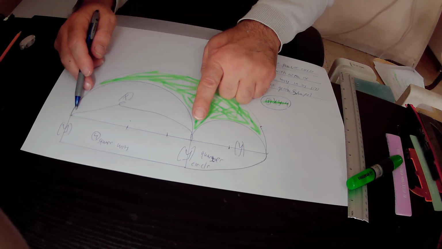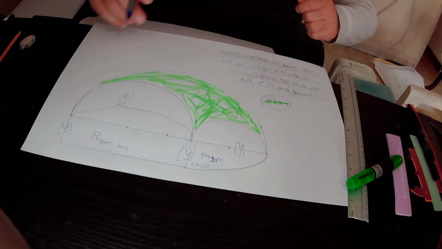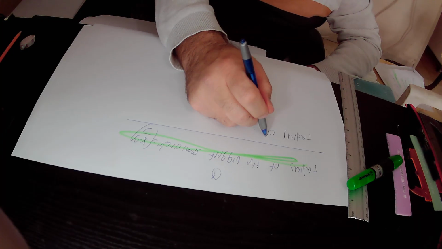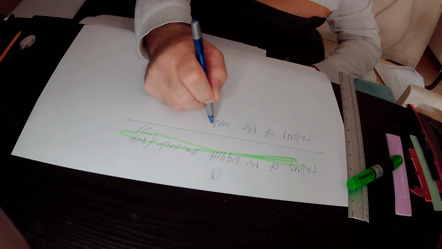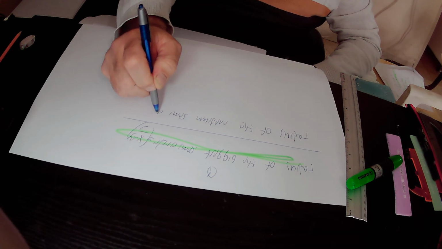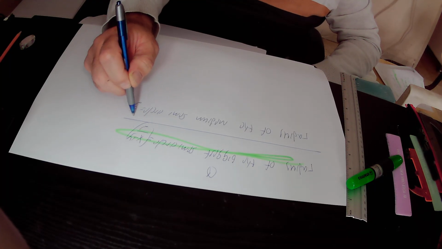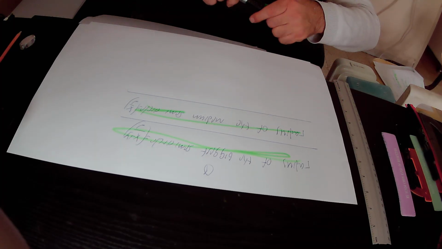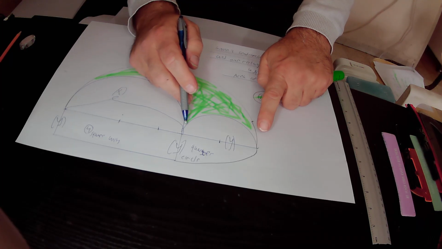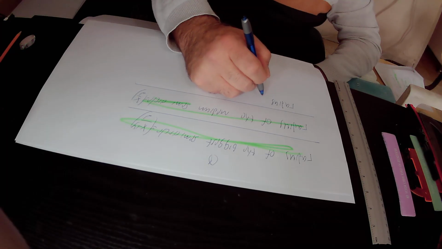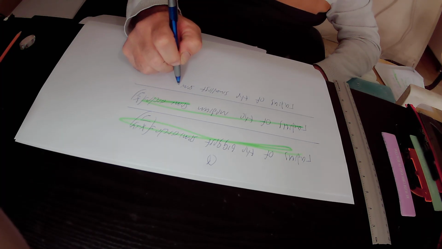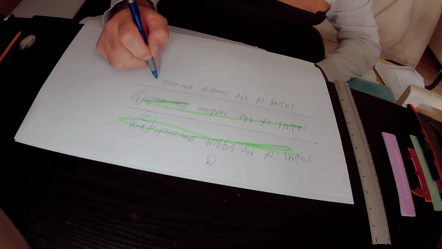What is the radius of this medium semicircle? The radius of the medium semicircle equals the diameter x over 2. So the radius of the medium semicircle is equal to x over 2 units in its length. And finally, the radius of this smallest semicircle is equal to the diameter y over 2. So the radius of the smallest semicircle is equal to y over 2 units in its length.